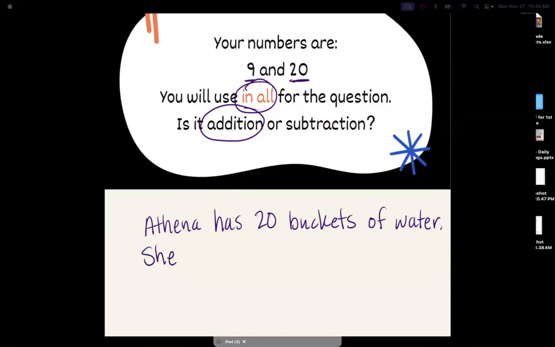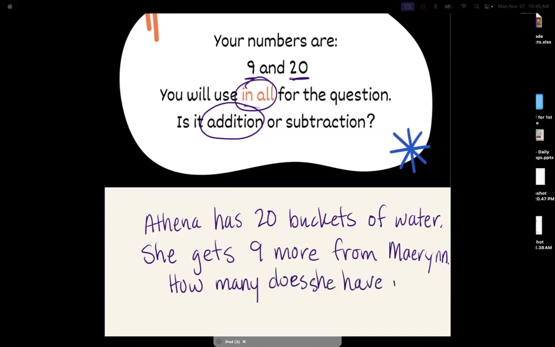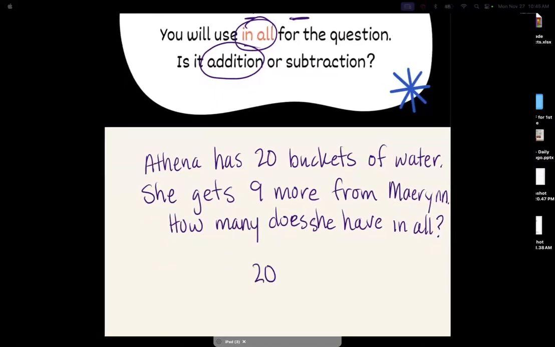She gets 9 more from Mayrin. How many does she have in all? Good. So if she has 20 plus 9, it equals what?